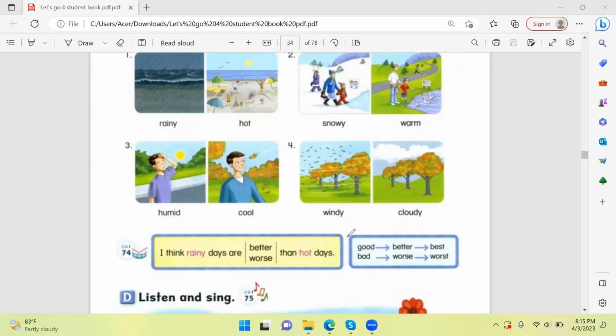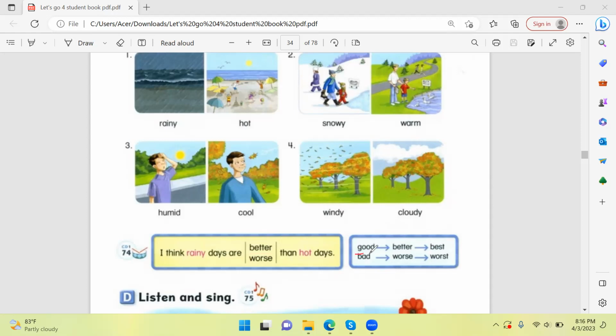Okay, about this one. Can you please read here inside the box? I think rainy days are better than hot days. Okay, very good. So what do you think? Do you think rainy days are better than hot days or rainy days are worse than hot days? What do you think is the answer? Yes, you can choose. Better or worse? It's better. Okay, so for you, your answer is I think rainy days are better than hot days. Okay, very good, Julia.